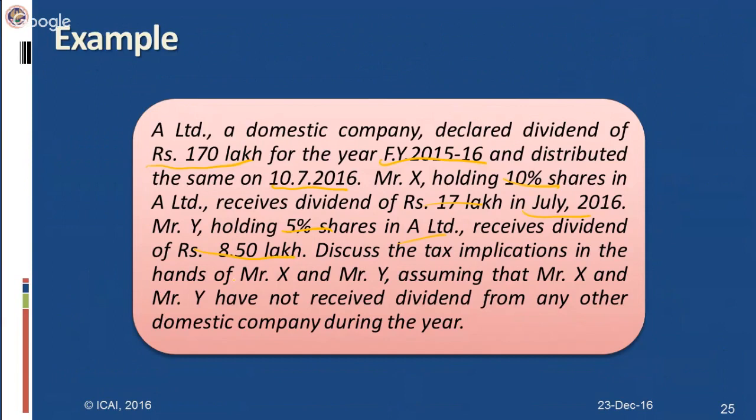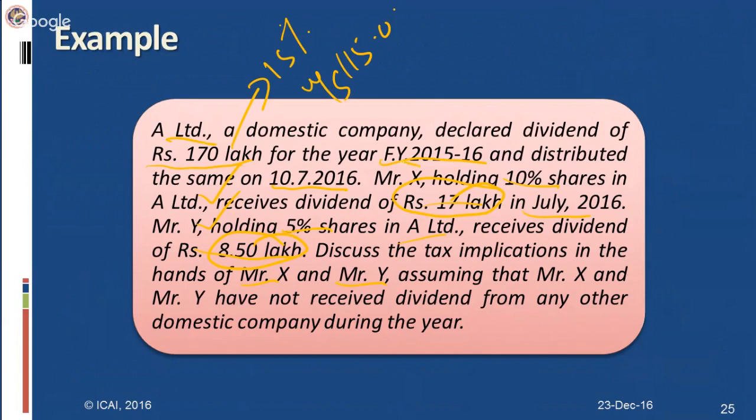Discuss the tax implications in the hands of Mr. X and Mr. Y, assuming that Mr. X and Y have not received dividend from any other company during the year. So this will be the aggregate dividend. 17 lakh would be the aggregate dividend in the hands of Mr. X, and 8.5 lakh would be the aggregate dividend in the hands of Mr. Y. Now what will happen? Company has to pay dividend distribution tax at 15% under section 115O. A Limited will have to pay.